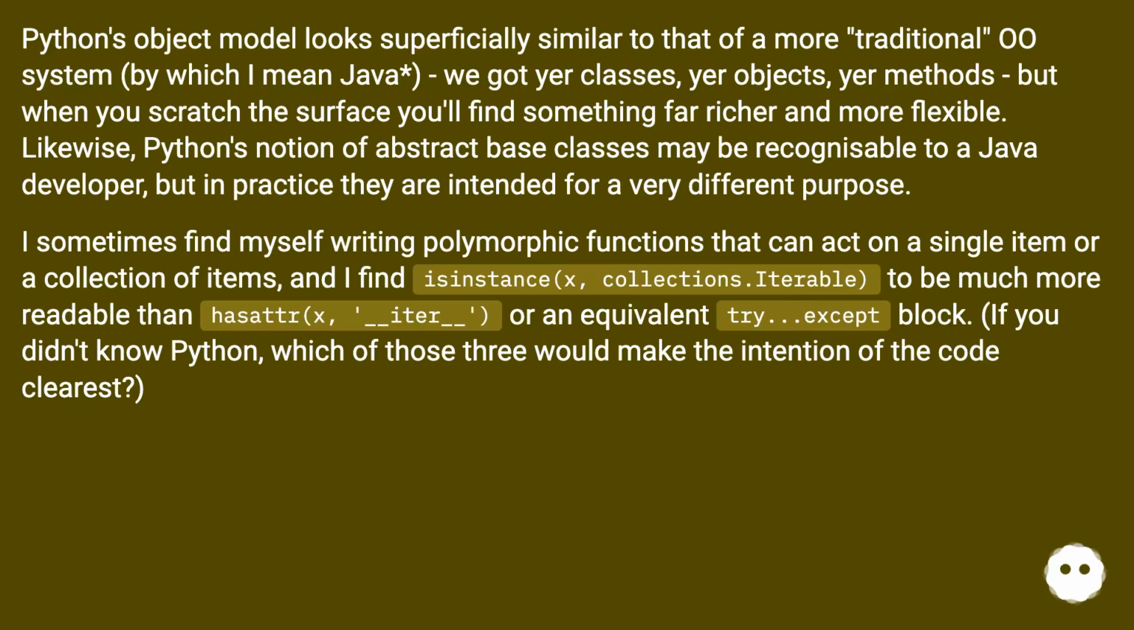I sometimes find myself writing polymorphic functions that can act on a single item or a collection of items, and I find isinstance(x, collections.Iterable) to be much more readable than hasattr(x, '__iter__') or an equivalent try...except block. If you didn't know Python, which of those three would make the intention of the code clearest?